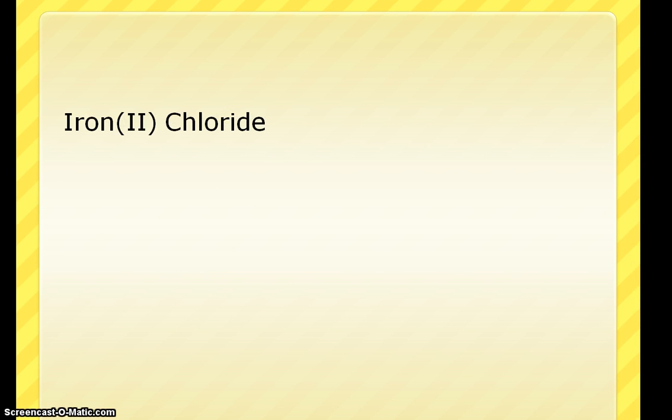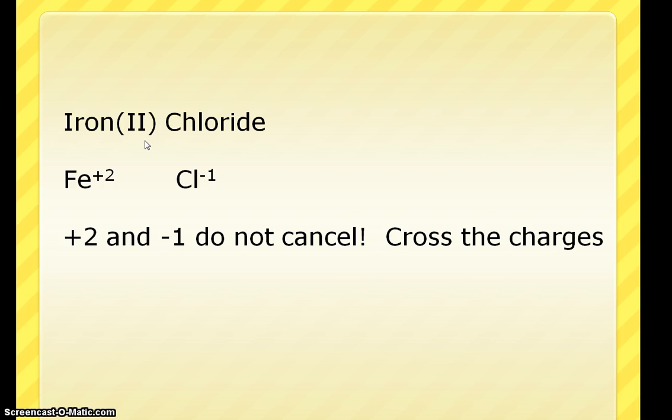Iron 2 chloride. Iron is a transition metal, so behind it you're going to find its charge. So Fe plus 2, and then chlorine is Cl minus 1. The 2 and the 1 don't cancel, so I'm going to have to cross them. Now remember, I never write the number 1. So this 1 back here is going to end up being not written. If you don't see it, assume that it's a 1.